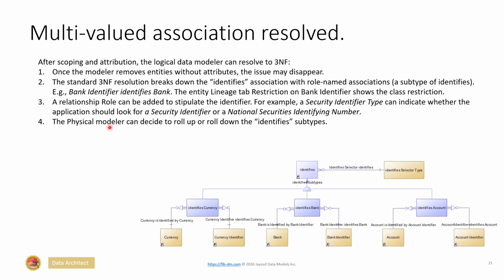And the physical modeler can decide to roll up or down the identifies subtypes. But as I said before, FIB-DM does not prescribe how the data modeler resolves the design in the LDM. No, so FIB-DM is 100% FIBO, nothing added, and you as a logical and physical modeler decide how you instantiate FIB-DM.